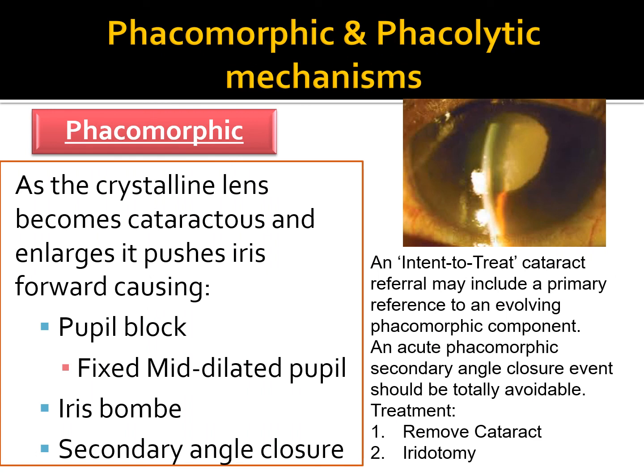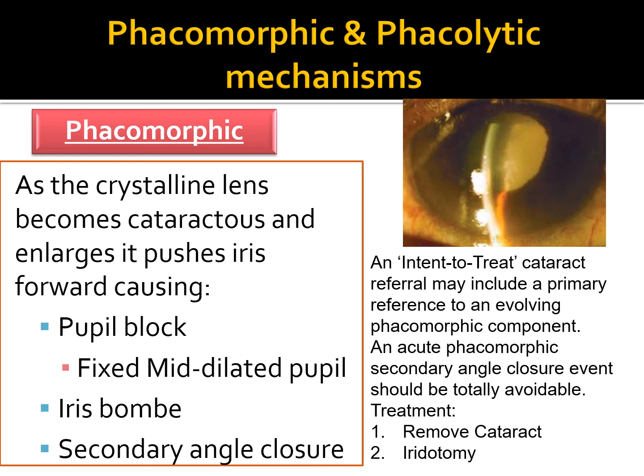So, phacomorphic mechanisms of angle closure. It's again a pupil block mechanism. As the lens thickens, it pushes the iris forward, and then we create this pupil block with iris bombé and secondary angle closure. And I think in the modern Western world, we do see a lot of this. We're seeing patients with gradually evolving cataracts, and then the pressure starts going up.